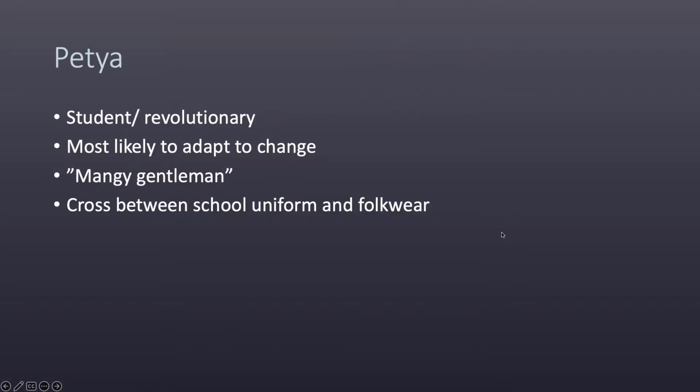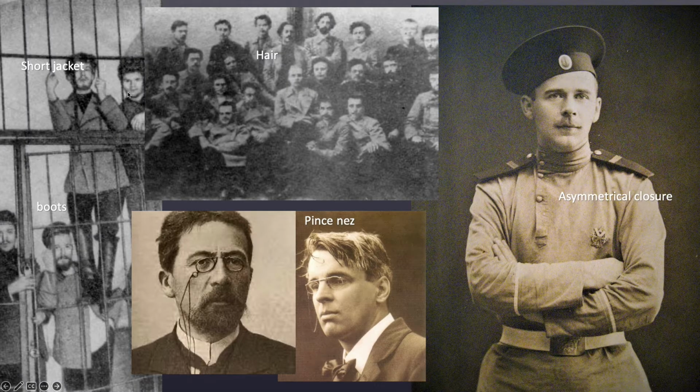Here's Petya. Petya is a student and a revolutionary. He's really the most likely of these characters that I'm presenting who is likely to adapt. He is called, however, a mangy gentleman on the train, so we want to try to find some ages of him growing, aging awkwardly. I wanted to then shoot for some kind of a cross between a school uniform and folkwear. So here are some examples.